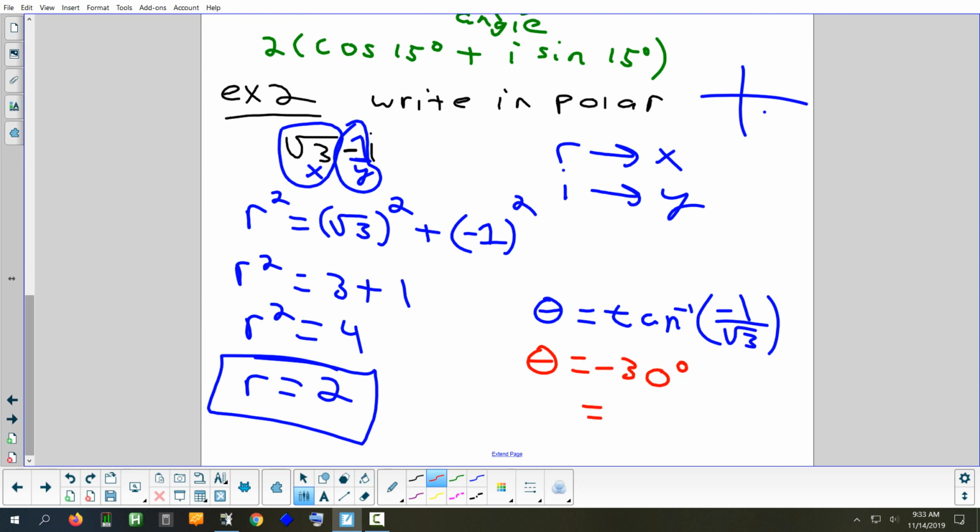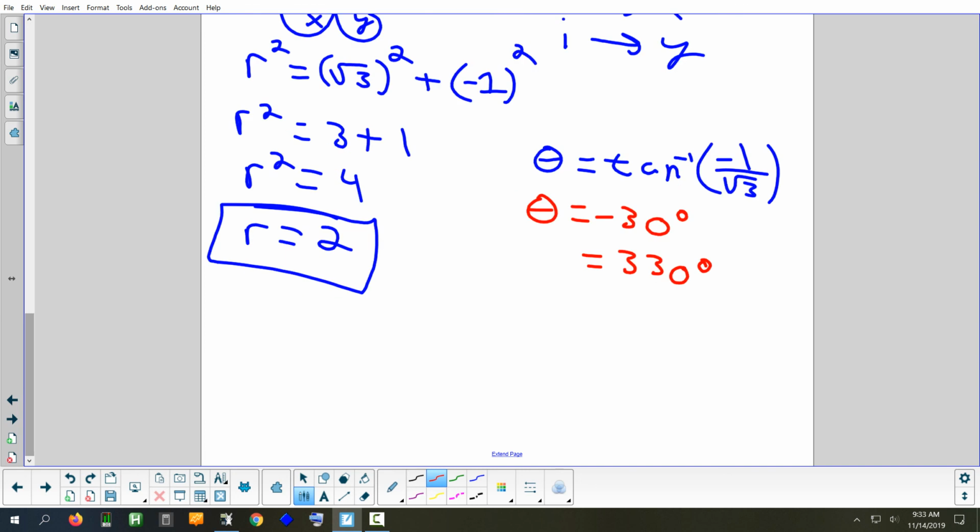There's nothing wrong with -30. That answer is correct. But what can you add to it if they said make the answer positive? You can add 360. If you add 360 to -30, what do you get? 330. Yeah. Both of those answers are correct. I just feel like going with a positive radius and a positive angle. It's how I feel right now.